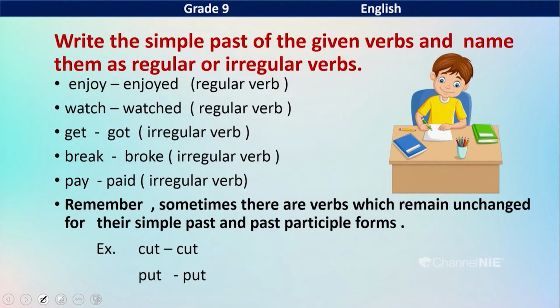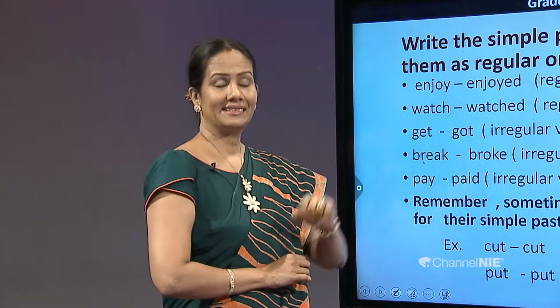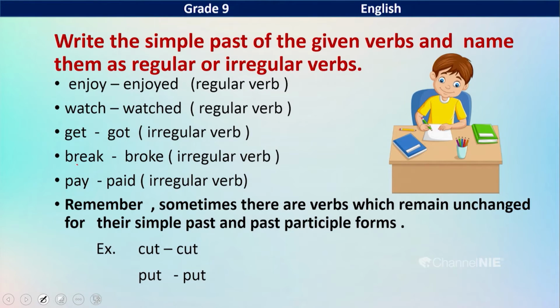So already I have done it for you, then you can easily understand. The simple past of enjoy is enjoyed. So ed is added and it is a regular verb. Watch, watched. Ed added, again it is a regular verb. Get, got. But is that a regular verb, miss? No, it's an irregular verb. Break, broke. Again, an irregular verb. Pay, paid. Again, an irregular verb. And remember, there are some instances that you should remember very carefully.